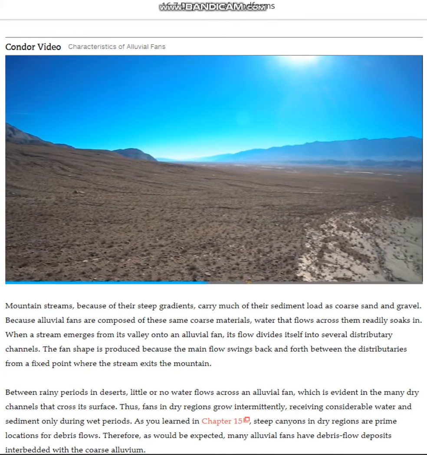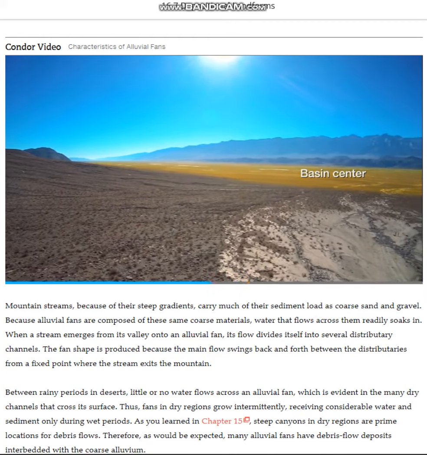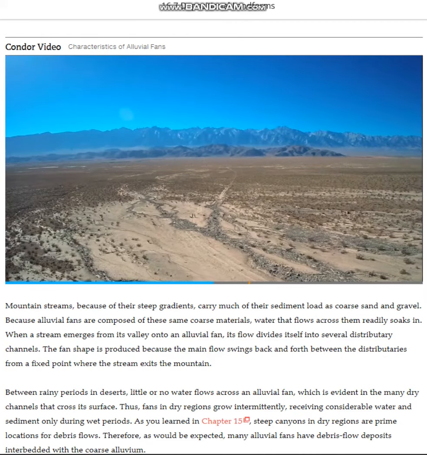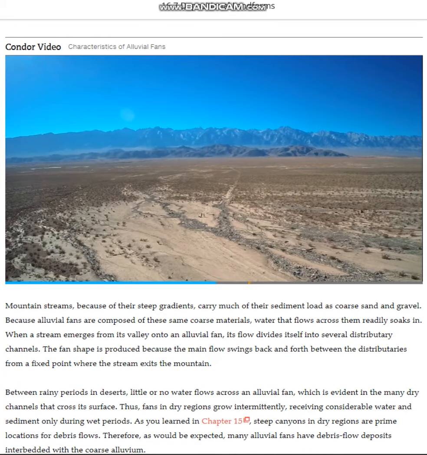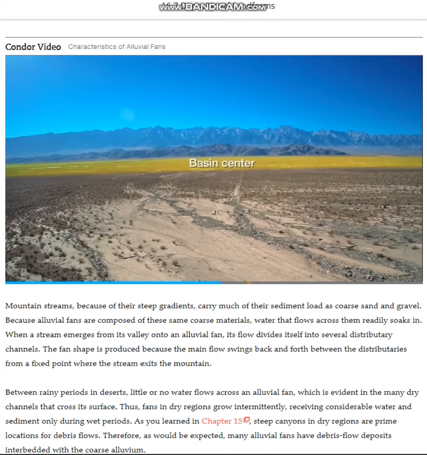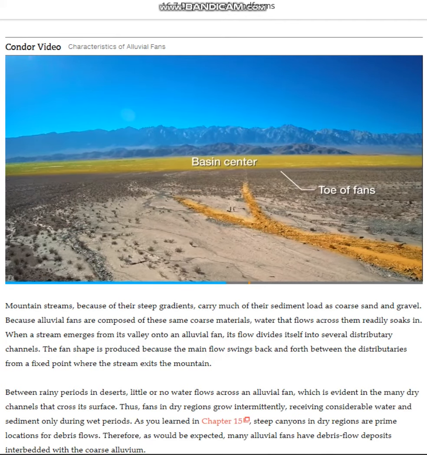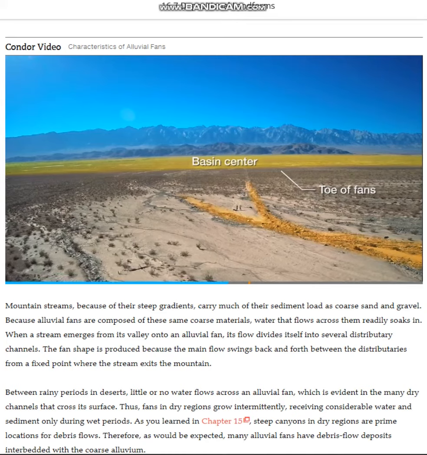Moving further down the fan slope, we are now looking toward the center of the basin. The Sierra Nevada mountain range borders this basin to the west. The alluvial fans transition to alluvial plains toward the basin center. Notice that the channels become much smaller, moving toward the toe or the terminus of the fan.